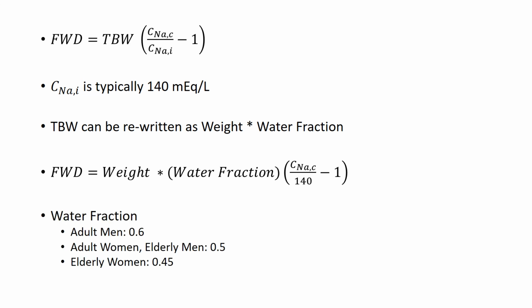And when we talk about this water fraction, in adult men, it's 0.6 or 60%. In adult women and elderly men, it's 0.5 or 50%. And in elderly women, it's classically 45% or 0.45. Might not be too terribly significant theoretically, but practically, going from 60% to 45% is a 25% decrease. So instead of giving someone 4 liters, you'd actually give them 3 liters. So practically it can be very important.